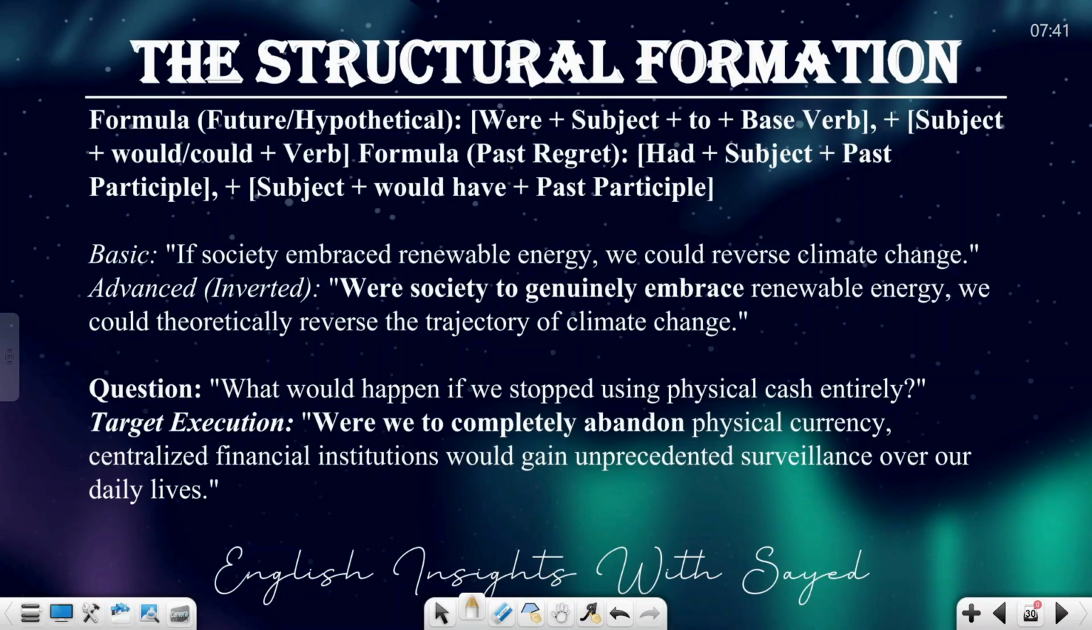in different level. Okay, so formula হচ্ছে আপনার future hypothetical, এটা ইউজ করবেন, where subject to plus base form subject would could verb; formula past regret, যেটা আমরা এর আগে ইউজ করেছি, অথবা আমরা ইউজ করতে পারি এরপর আরো একটা, had subject past participle, এভাবে ইউজ করতে পারি, তাই না? Had I the riches, or had I the wings of a bird, like this way. If society embraced new renewable energy, we could reverse climate change.